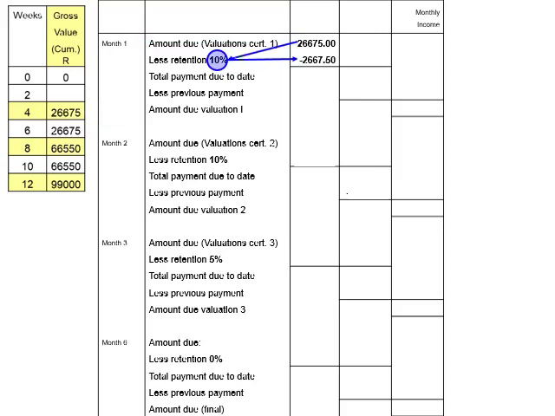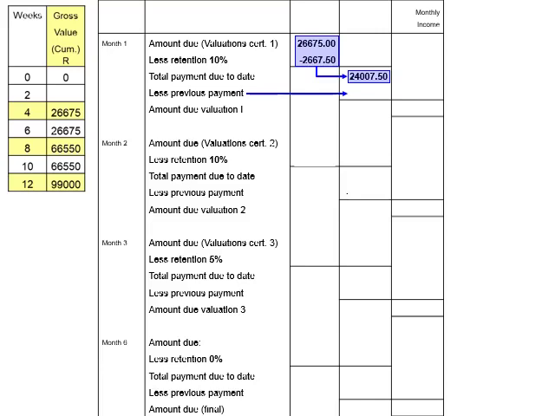To calculate the total payment due to date, deduct the amount of retention, 2,667 Rand and 50 cents, from the amount due, 26,675 Rand. The answer should be 24,007 Rand and 50 cents. By month 1 it is obvious that no previous payments were made, and therefore, for month 1 there will be no deductions for previous payments.